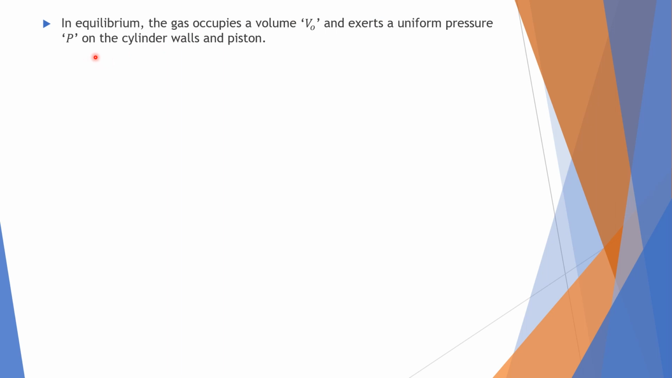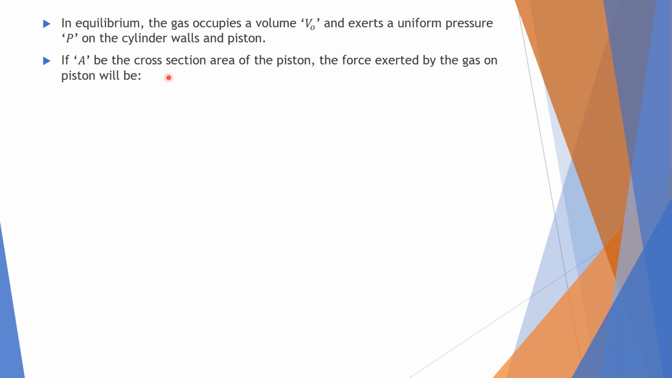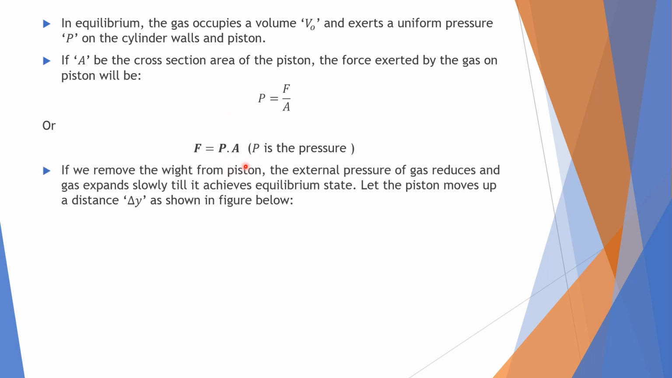Okay, so let us assume that in equilibrium state the gas occupies a volume V0 and exerts uniform pressure P on the cylinder's walls and piston. If A is the cross-sectional area of the piston, the force exerted by the gas on the piston will be, we know that pressure is force per unit area, so force will be equal to pressure into area. Now if we remove the weight from the piston, the external pressure on the gas reduces and the gas expands slowly till it achieves equilibrium state. By equilibrium we mean that the internal pressure of the gas and external pressure become equal.